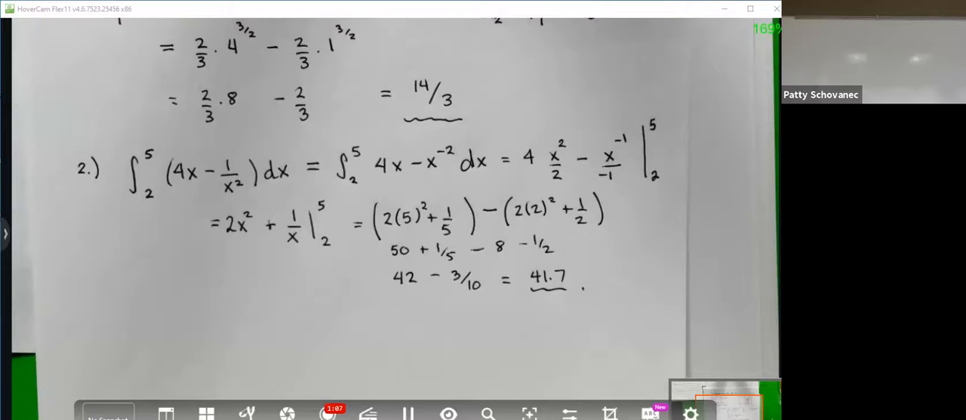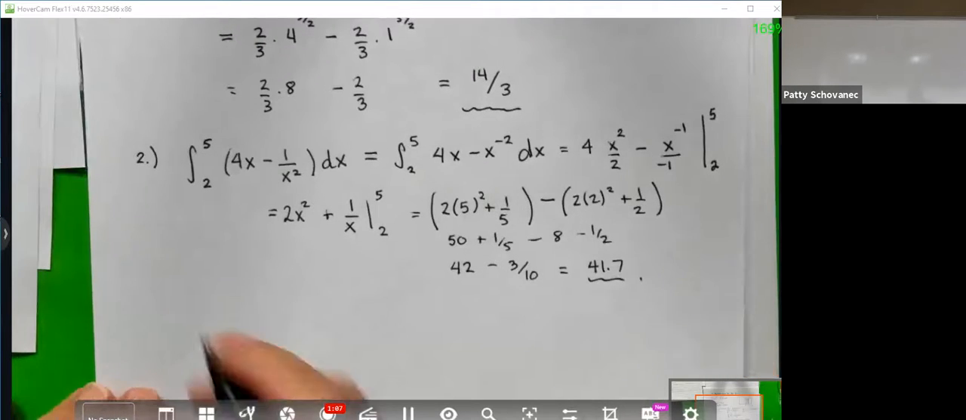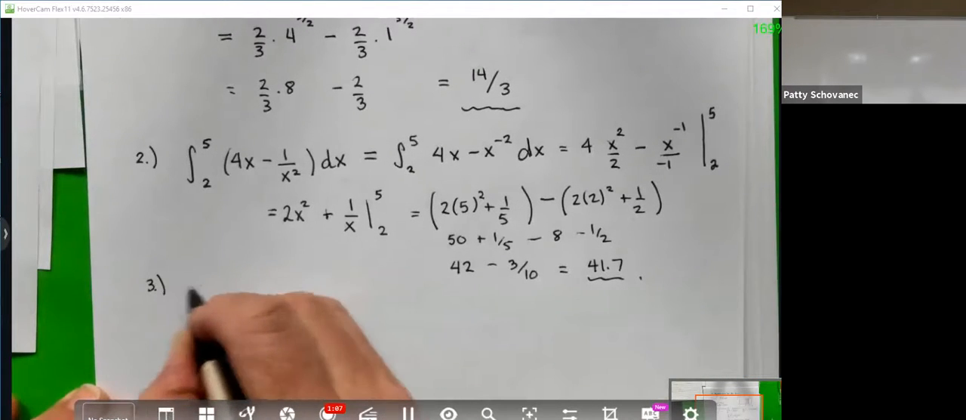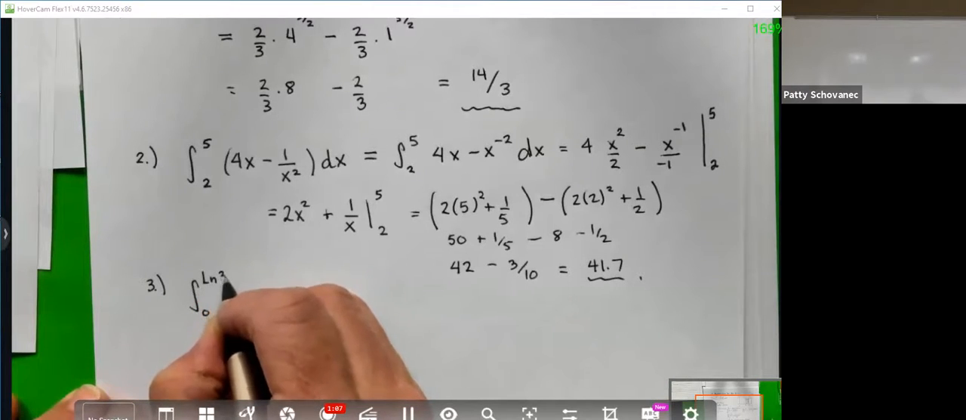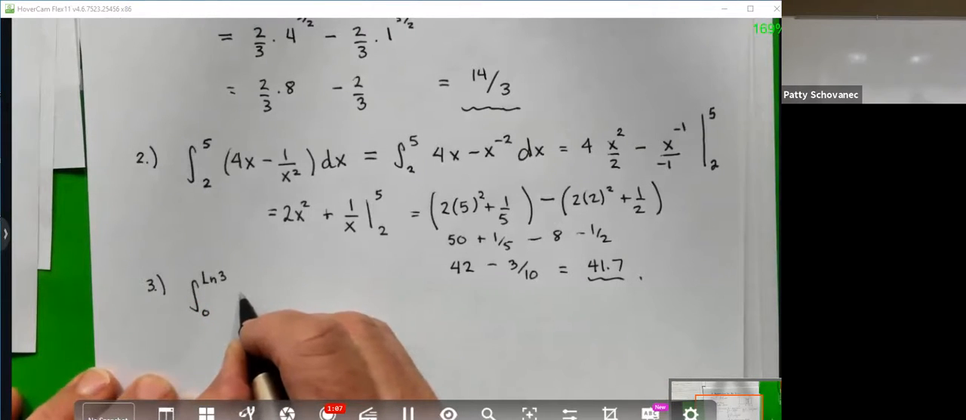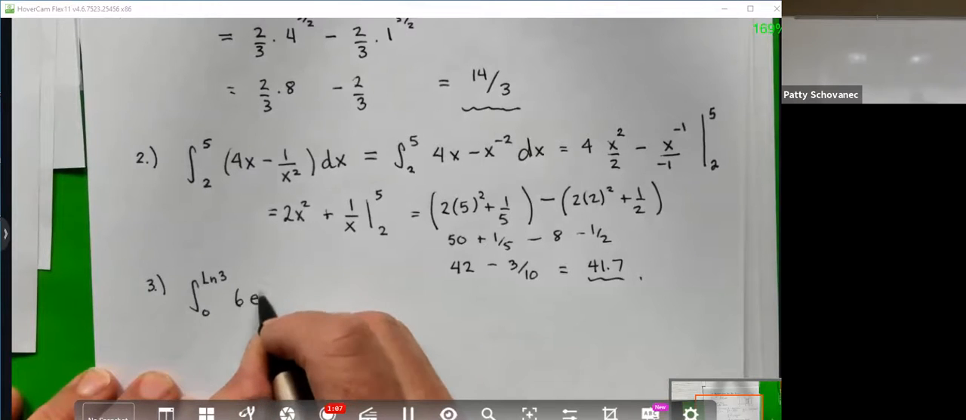All right, another one. Let's go with a couple. This is gonna be kind of quick because I'm out of room down here. Let's find the integral from 0 to the natural log of 3 of 6e to the x.